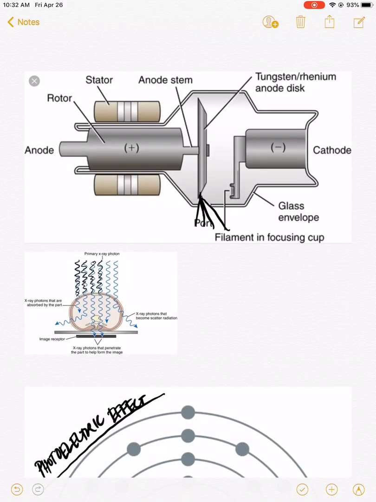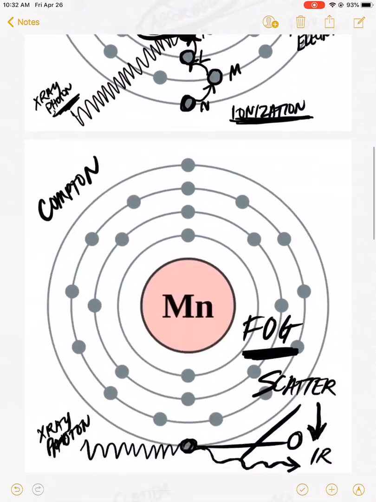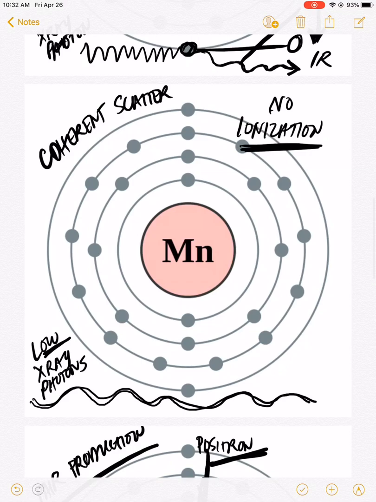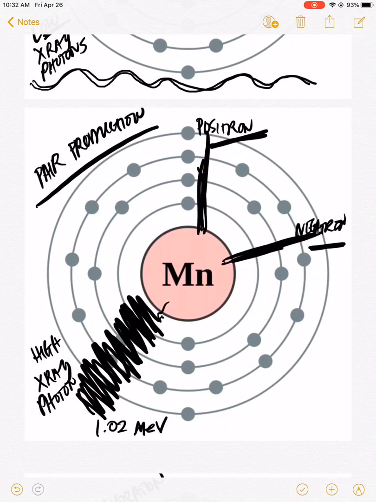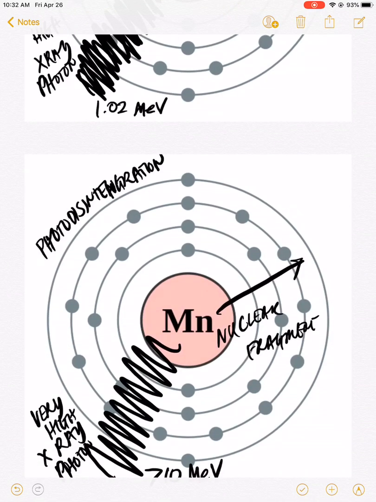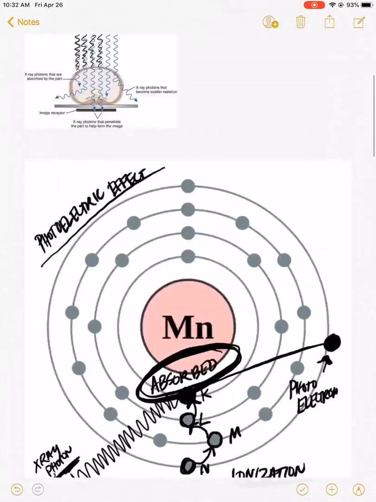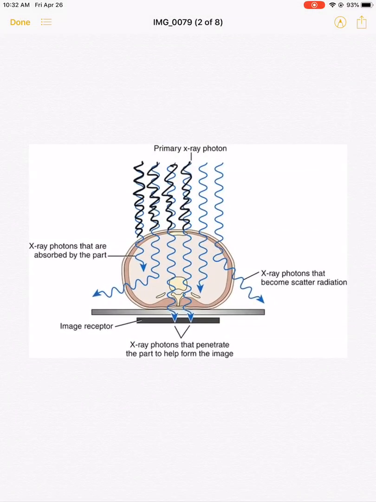So now we learned about the interaction with matter, which is photoelectric effect, Compton effect, coherent scattering. And then the other two for therapeutic are pair production and photodisintegration. Remember, all these occur in the patient because it interacts with matter.